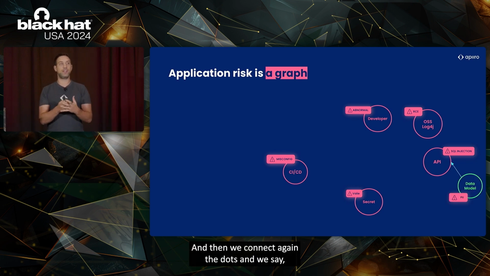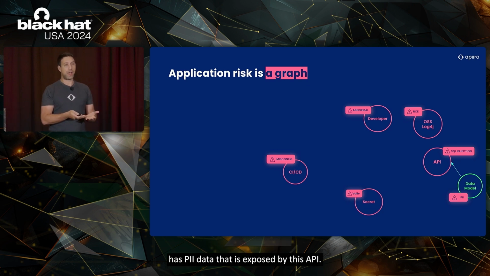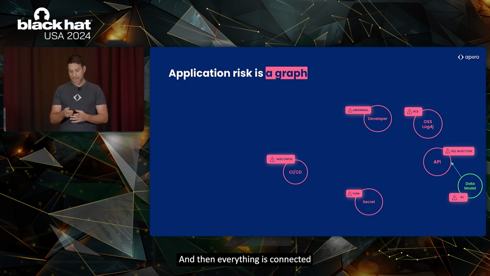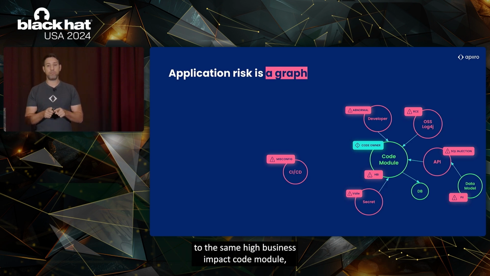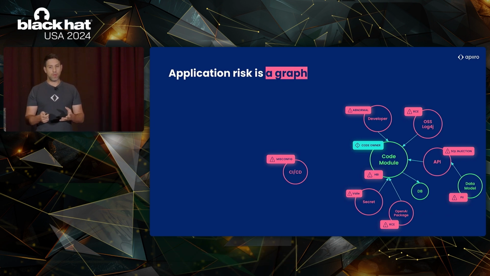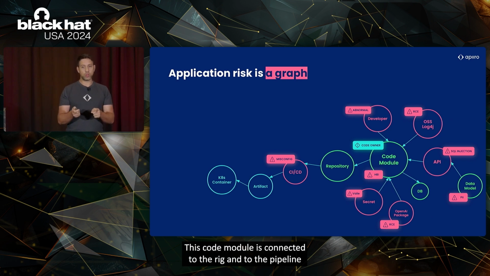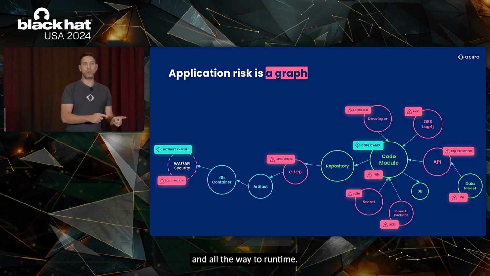And then we connect again the dots and we say, this data model, which is a legit data model, has PII data that is exposed by this API. And then everything is connected to the same high business impact code module, which uses OpenAI framework with RCE. This code module is connected to the repo and to the pipeline and all the way to runtime.